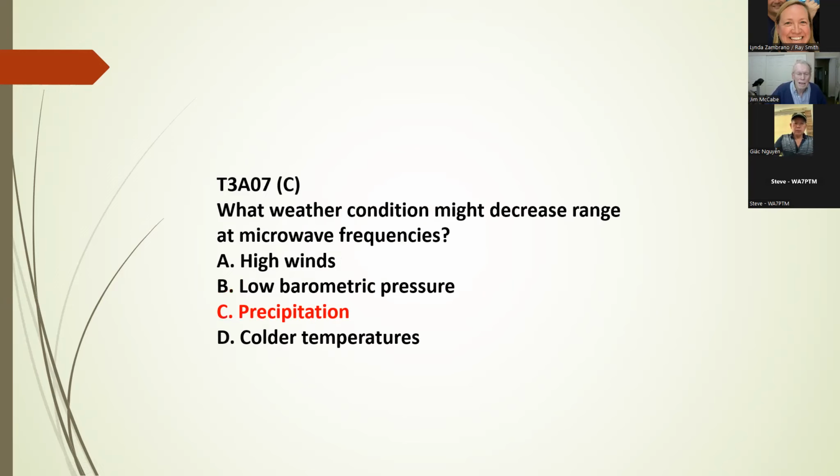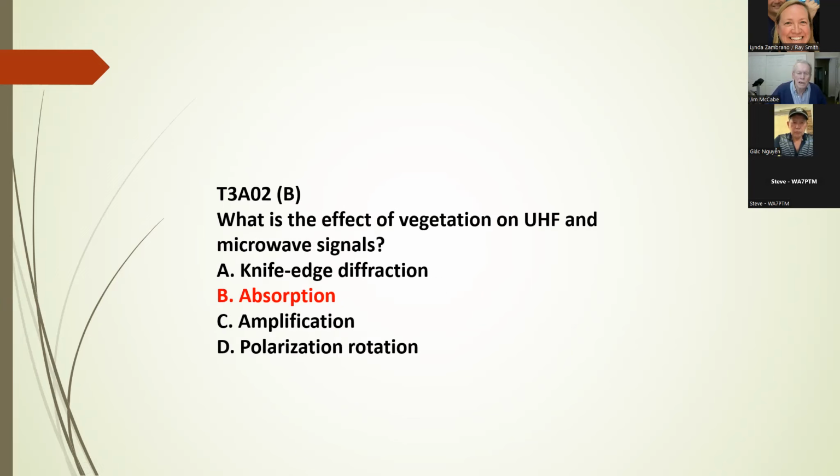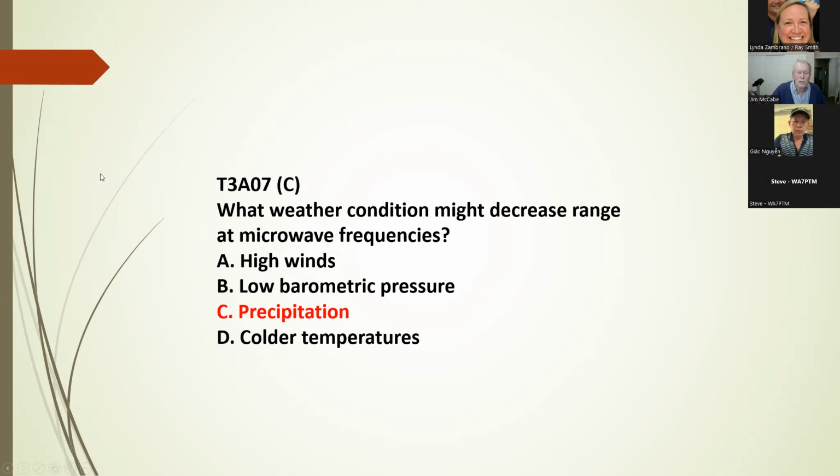Okay, and I think this is the last one. Now, again, this is another one where we just saw that microwave signals are subject to absorption. What weather conditions might decrease the range of microwave frequencies? Okay, absorption. Winds won't absorb anything. Barometric pressure won't, colder temperature won't, but precipitation will. You've got raindrops getting in the way of the signal.